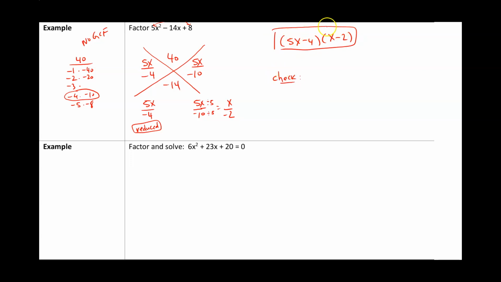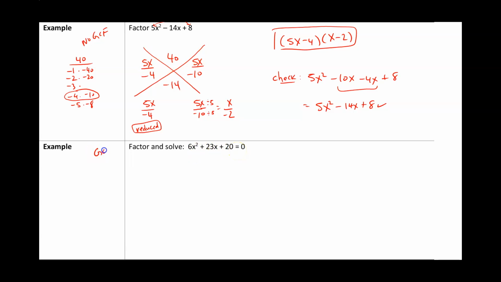Do a quick check. 5x times x is 5x squared. 5x times negative 2 is negative 10x. Negative 4 times x is negative 4x. And negative 4 times negative 2 is positive 8. If we add the like terms, this gives me 5x squared minus 14x plus 8, which is absolutely correct. Okay, so once you have this x factor, just remember to write the 5x on top of each and not just an x.